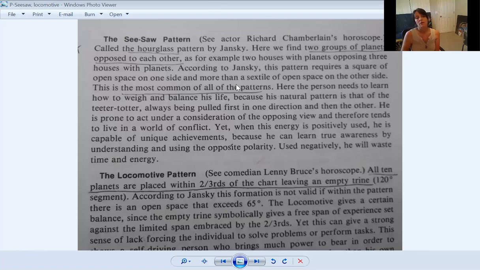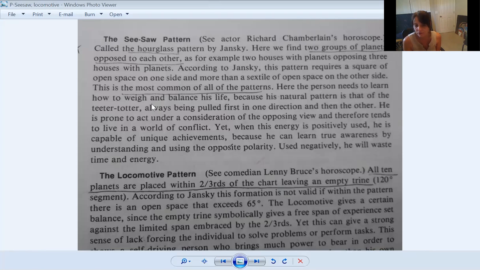The seesaw pattern could also be called the hourglass pattern. Here we find two groups of planets opposed to each other. Remember, they were on either side. As an example, two houses with planets opposing three houses with planets. This pattern requires a square of open space on one side and more than a sextile of open space on the other. This is the most common of all patterns.